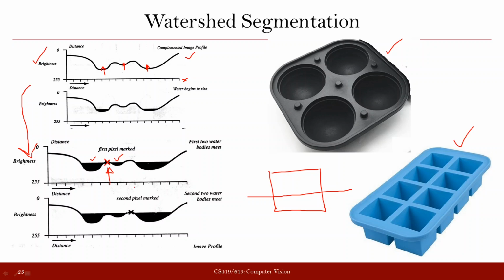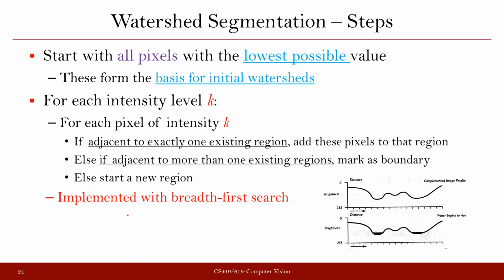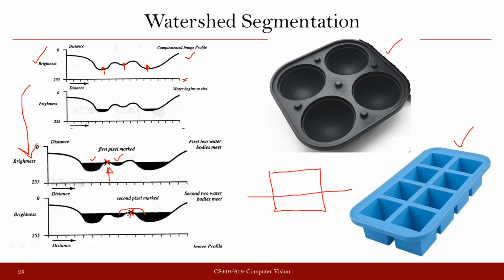Then similarly, if you keep raising the level of the water, you'll find that this water will start merging with this water. So to stop this merging, we'll create a dam here. So these are the 2 points which will create the segmentation line or the watershed line, the points where we are going to create the dam to stop this merging. Okay. So let us see how we are going to implement this.